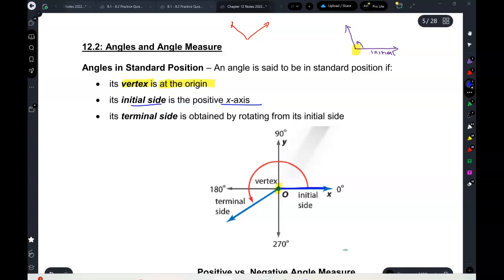If I'm just given an angle, how am I supposed to determine which one is the initial side? That's what this is about. The initial side is always going to be on a coordinate plane from now on, and the initial side is always on the x-axis.